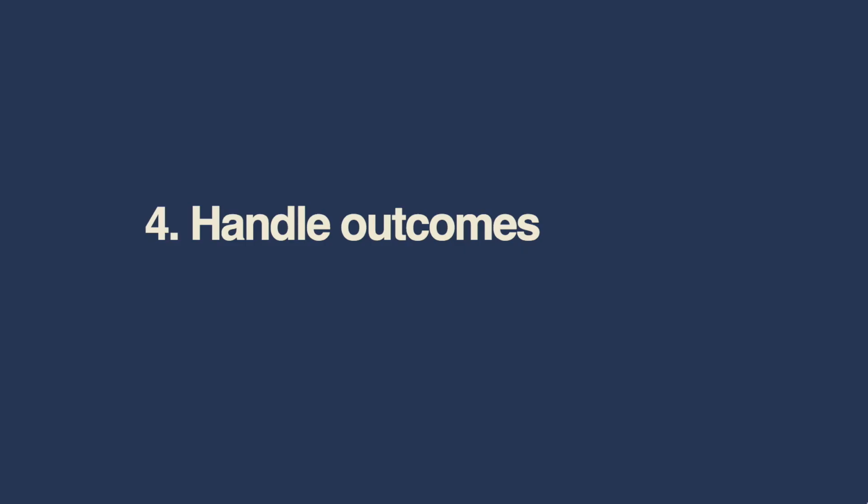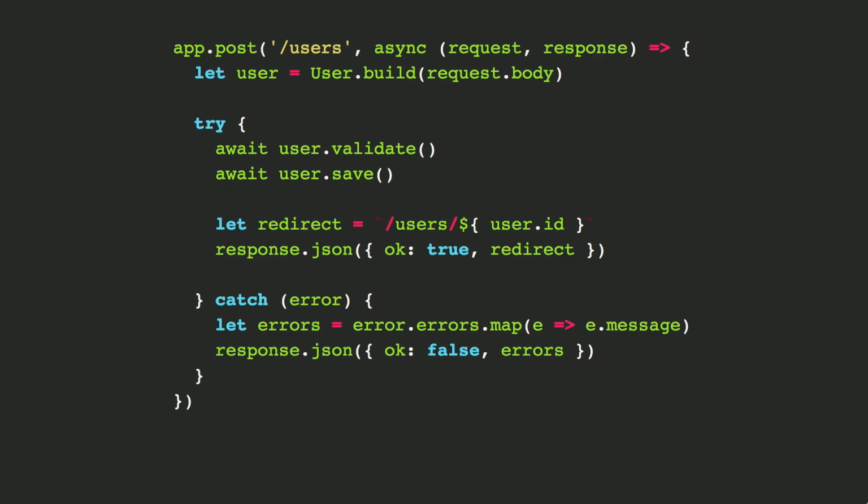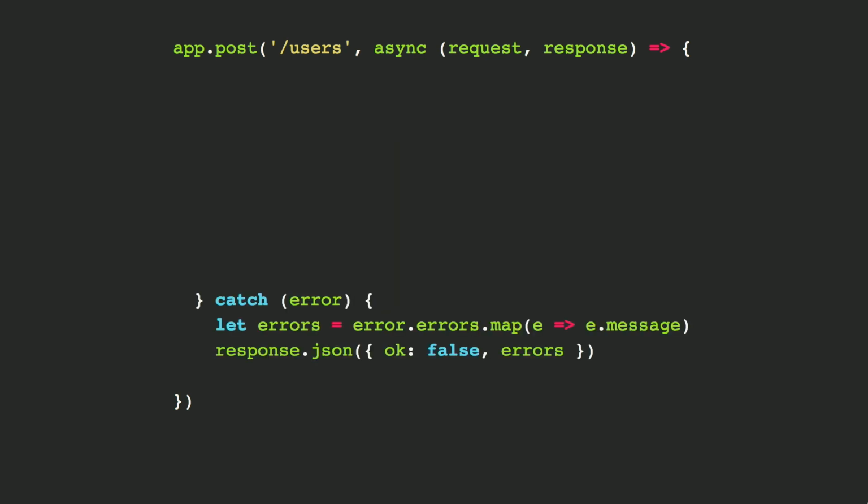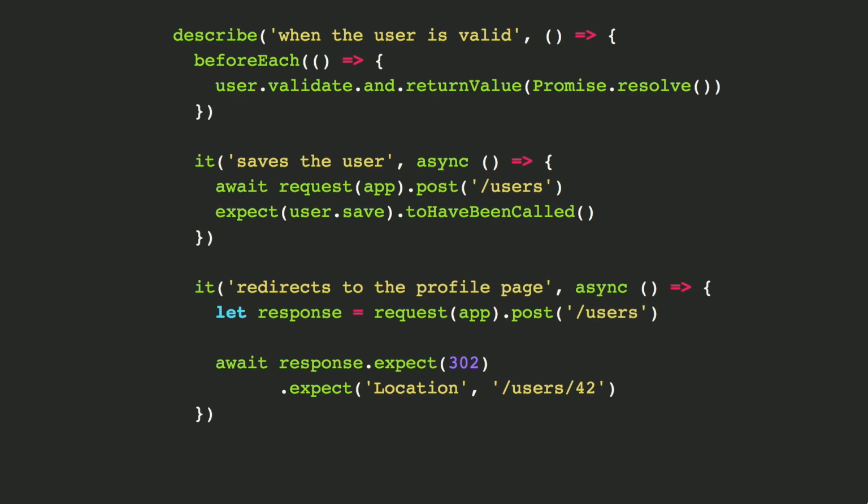Having done that, we want to check what the possible outcomes are. The possible outcomes here are that the decision being made is whether the user is valid or not. That's if we call user.validate and we get a successful promise back, then we want to return a successful response. Otherwise, if that returns a rejected promise, then we're going to return a list of errors. So again, we can simulate that in our test suite by making the user.validate function return a resolved promise.